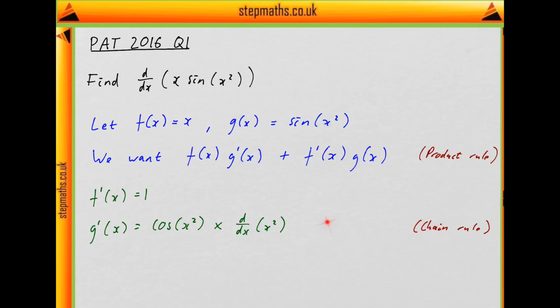And the chain rule just tells us that when we differentiate this, we differentiate the outside function, that goes to cos, and then we multiply by the derivative of the inside function, which is just going to be d by dx of x squared. And now we know the derivative of x squared is 2x, so this is just 2x cos x squared. And now we've figured out f dash and g dash, we can just plug them into here.